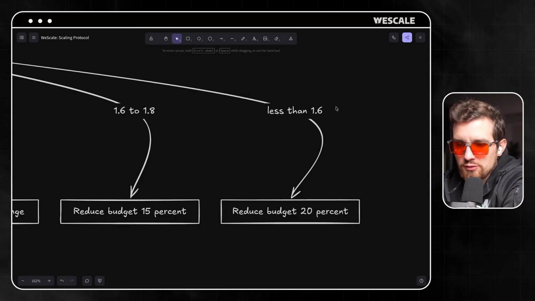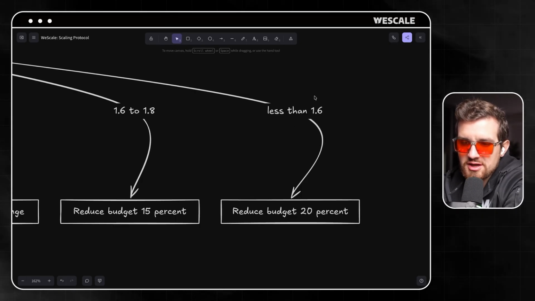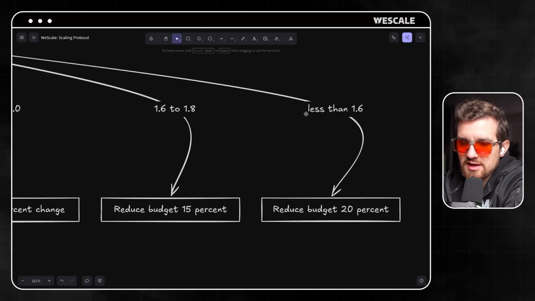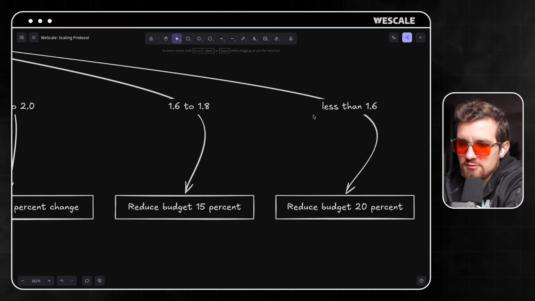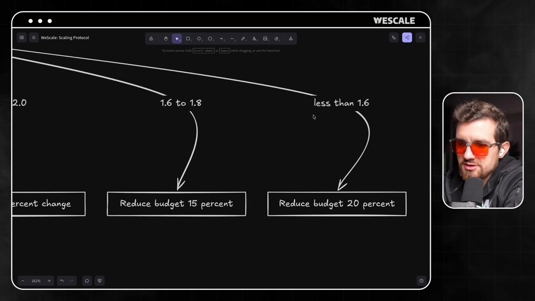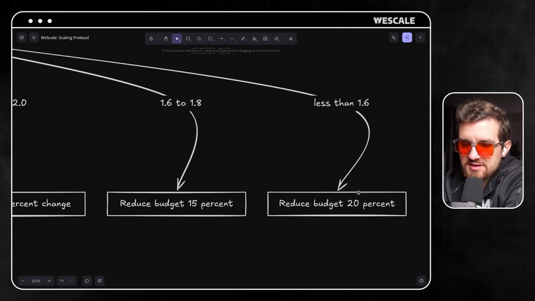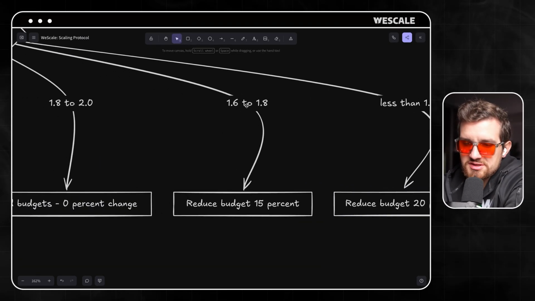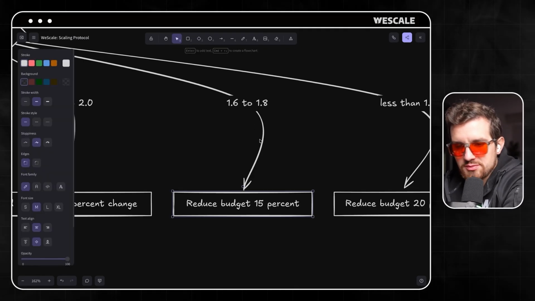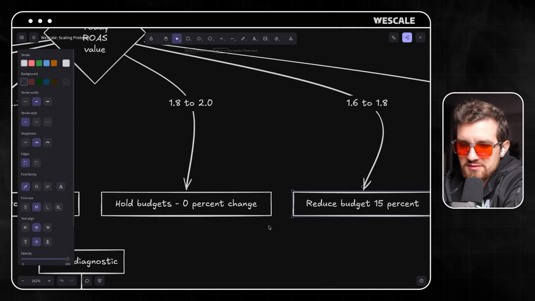But overall, when we're starting to scale things up, we want to be well beyond this, because 1.9 is about break even, 1.9 to 2, depending on your cost of goods. So 1.6 is bad, so we lower it by 20%. 1.6 to 1.8, it's not great, but it's definitely not good. So we reduce it by 15%.